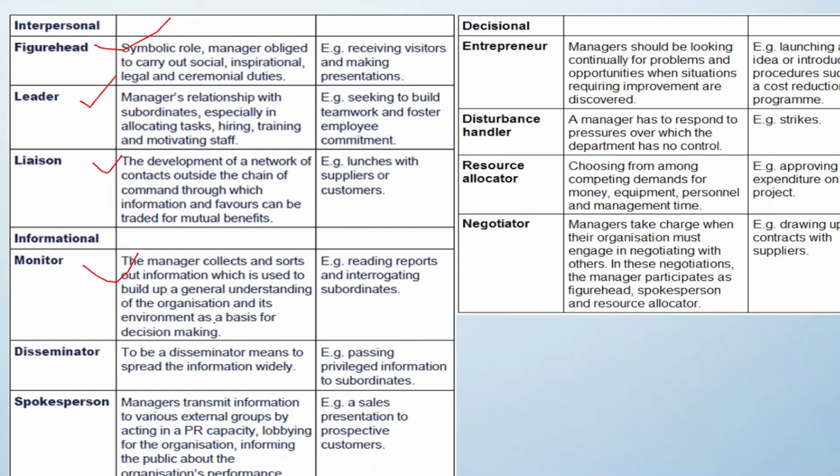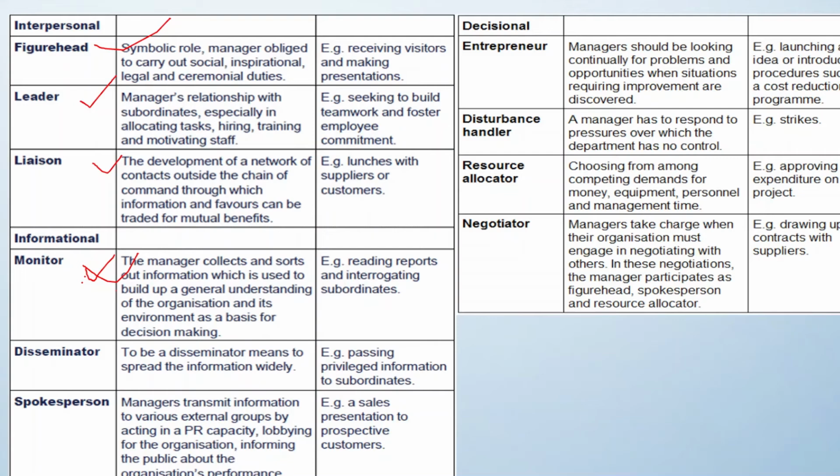So, what a monitor does in the classroom, he reads out the names of the students who are disturbing and interrogating them. Same thing the manager is doing here. Role of a monitor, which is collecting and sorting out information and using it for the decision making, report making, everything. So information, we are collecting information, and role is monitor.